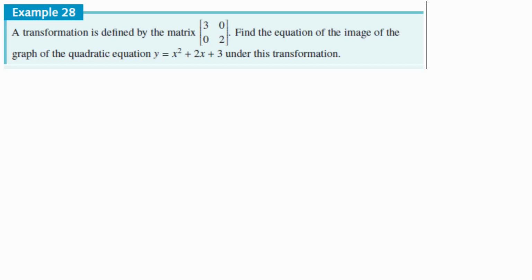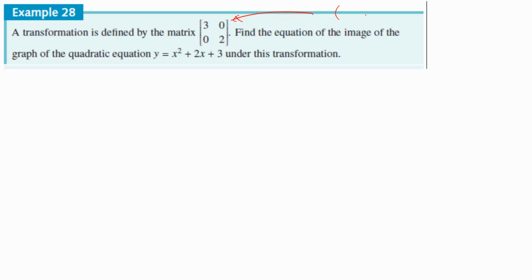Let's have a look at this. It says a transformation is defined by the matrix. Okay, so you've got 3, 0, 0, 2. The first thing I think about straight away when I see this is that's going to be 3 multiplied to an x coordinate, 2 multiplied to a y coordinate. So already I know this is a dilation of factor 3 from the y-axis, dilation of factor 2 from the x-axis. Okay, or alternatively, you can always think of it like this.